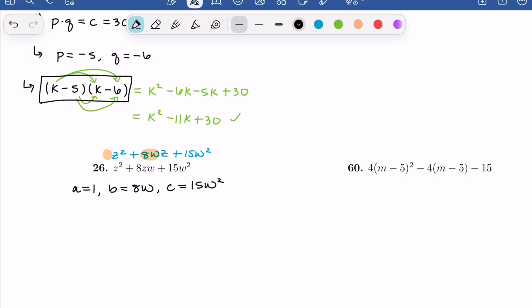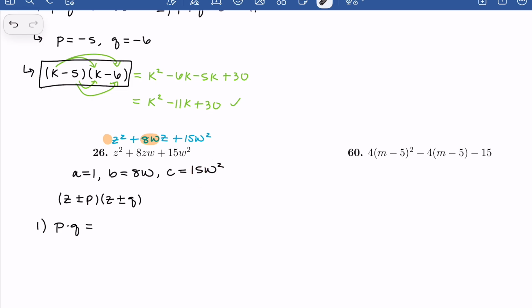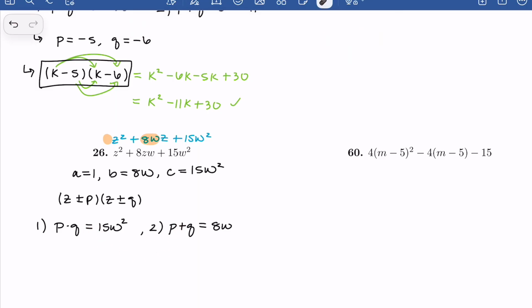We're going to set up our placeholders. We know that our final answer is going to be in this form. This would be the factored form of our final answer. And we need to find two values for p and q, such that if we multiply p and q, we're going to get our c value, which is 15w squared. And the second condition is that when we add these p and q values together, we're going to get our b value, which was 8w. So we need to find two values p and q that satisfy both of these conditions.